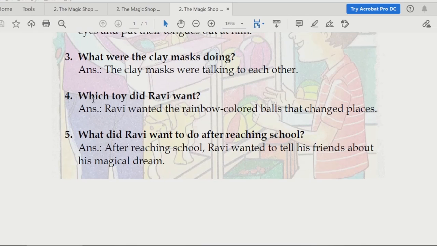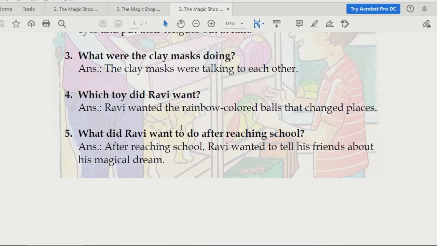Question 4. Which toy did Ravi want? This also you already know. Ravi wanted the rainbow colored balls that changed places. Next one. What did Ravi want to do after reaching school? After reaching school, Ravi wanted to tell his friends about his magical dream. And why did he want to do this? Because the dream was something very different, something really extraordinary. So that's it for this video. Thank you, students.